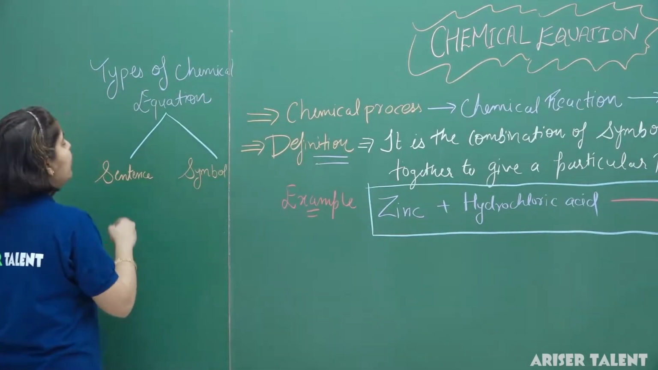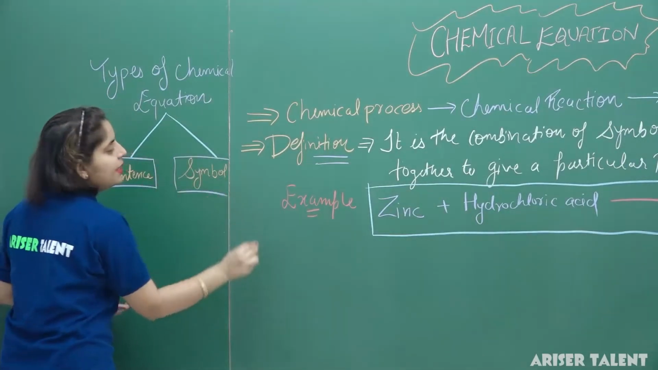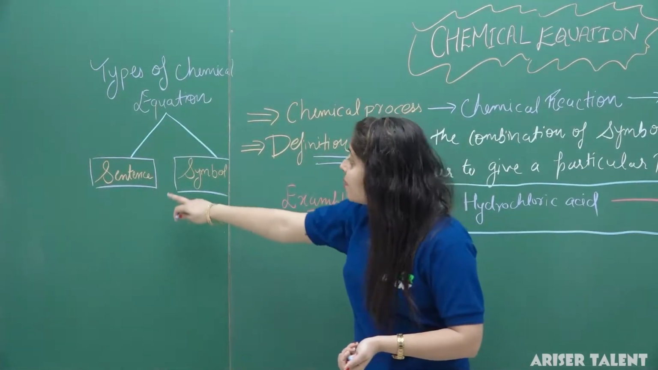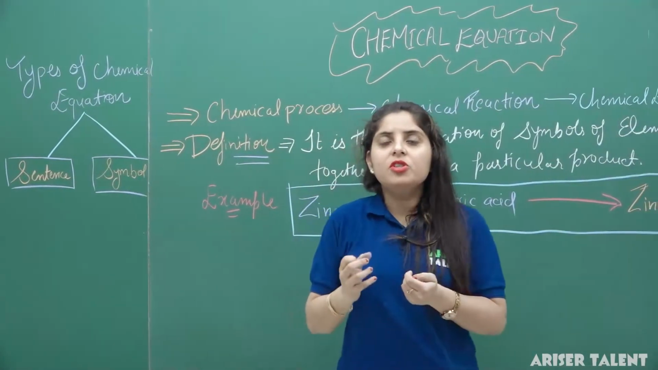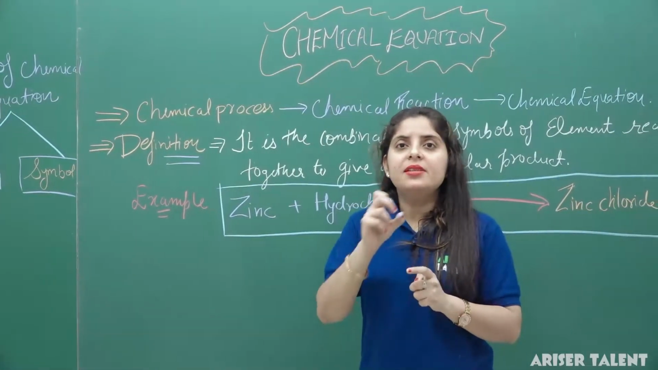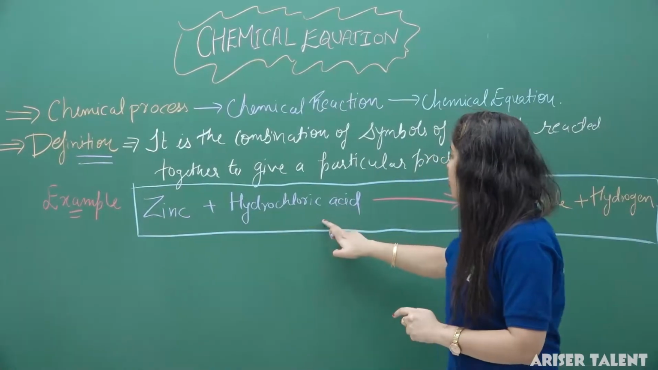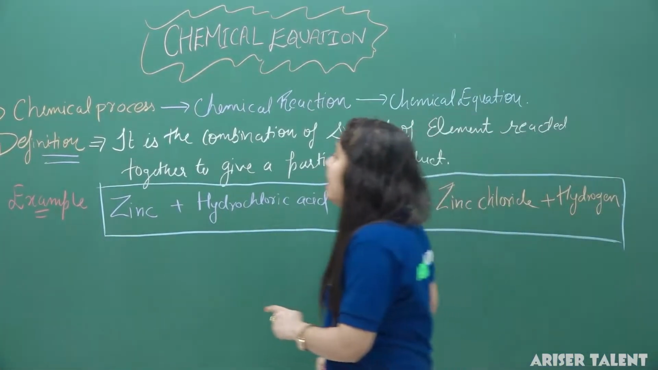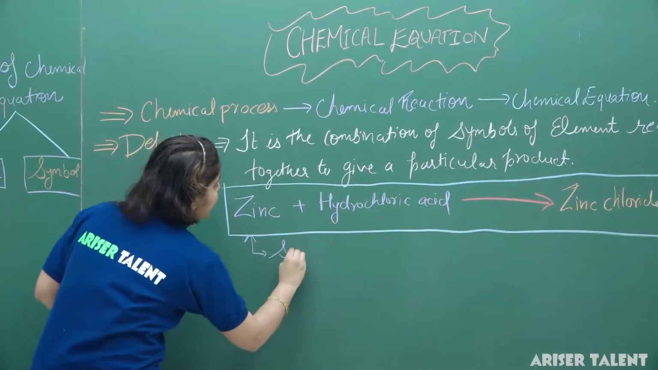Now we will discuss these two categories one by one, what actually the sentence equation is and what the symbol equation is. As the name suggests, a sentence equation is the equation in which the representation of reactant and product is done in a sentence-wise manner. As I have written here, zinc plus hydrochloric acid gives zinc chloride plus hydrogen gas, and this is an example of a sentence equation.